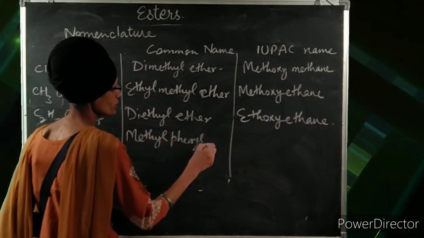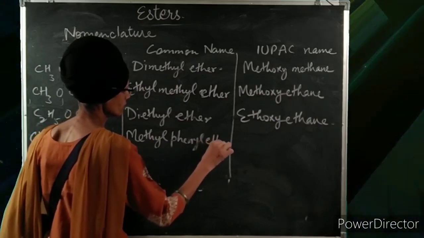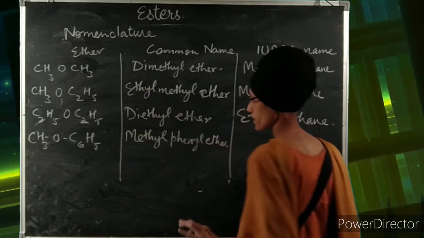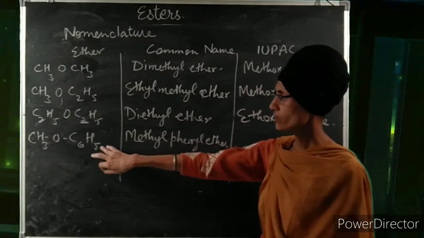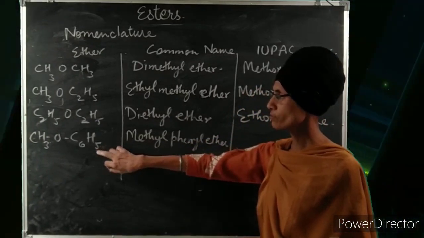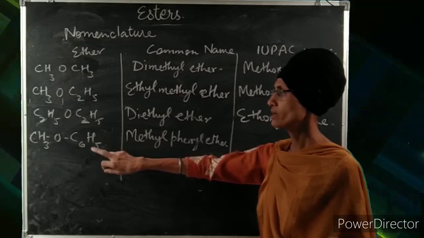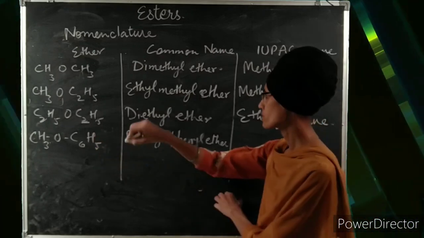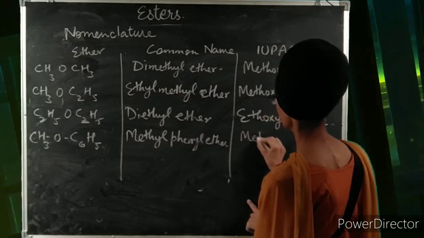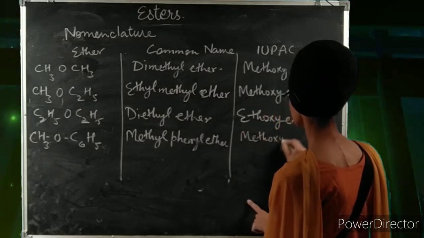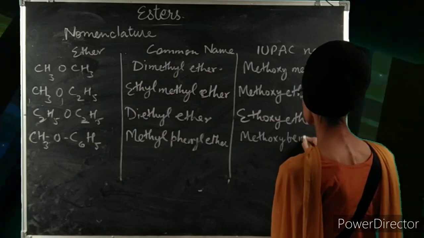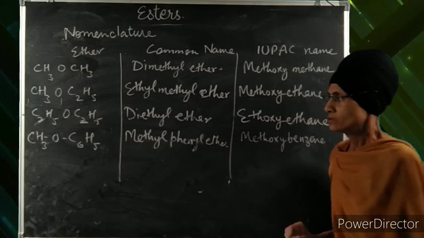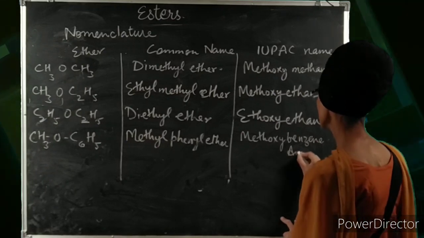But according to the IUPAC name, the same rule will follow. The bigger one will be taken as the parent chain. The benzene ring or phenyl group has more carbons, so benzene will be the parent chain, and methoxy will be the prefix here. So it will be methoxybenzene. It is also called anisole.